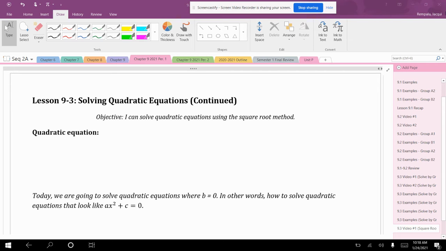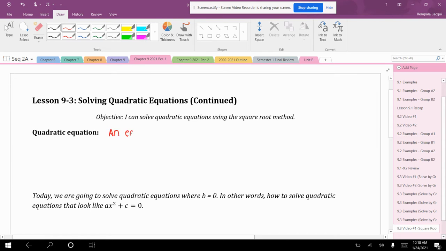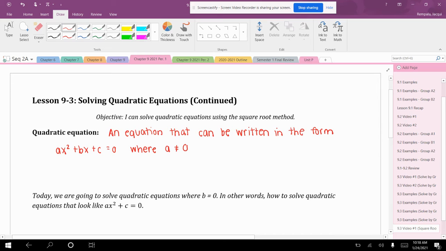It's going to be an equation that can be written in the form ax squared plus bx plus c equals 0, where a does not equal 0. Okay, what I have there, this is called standard form.